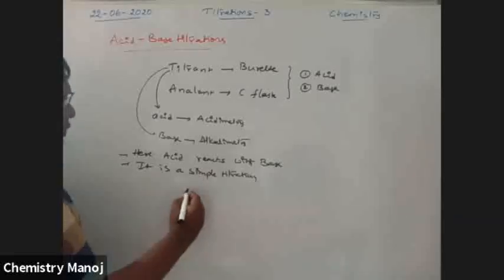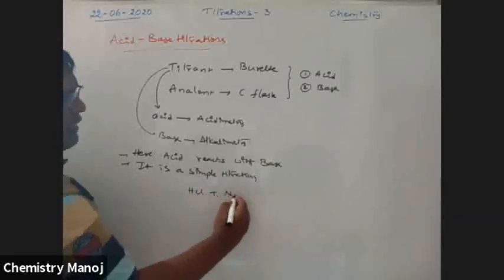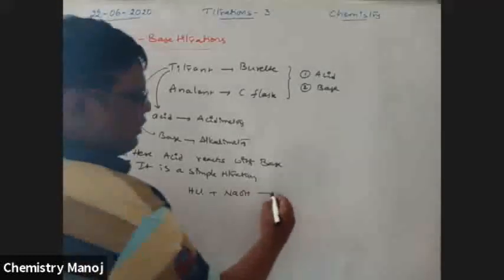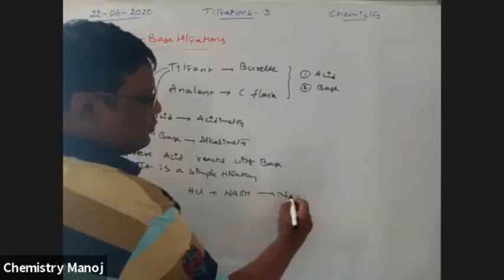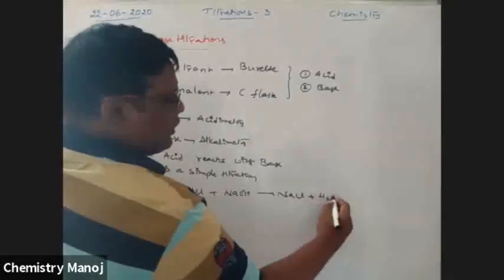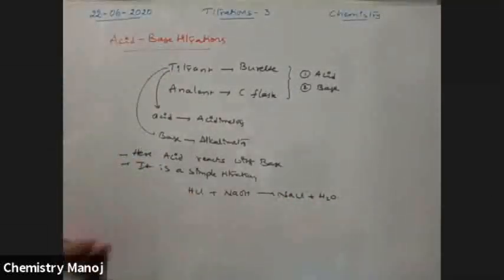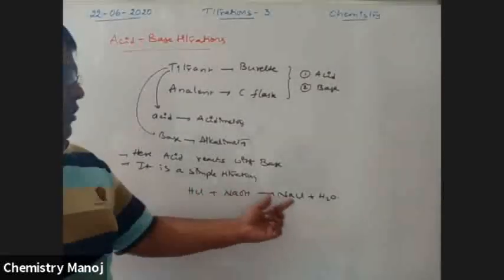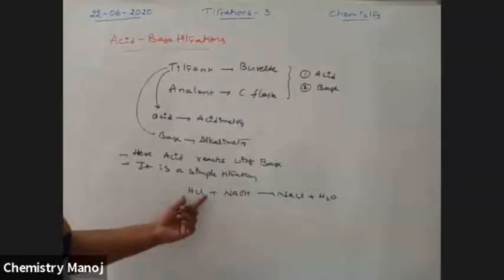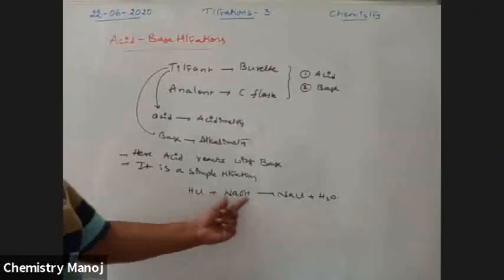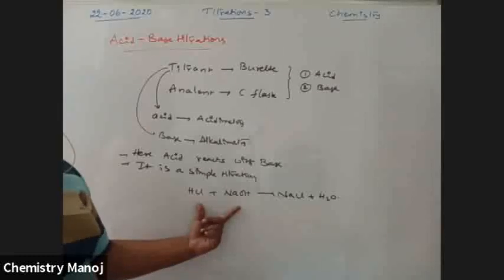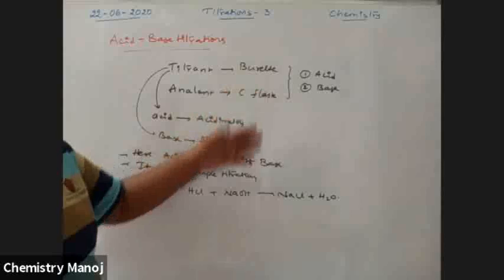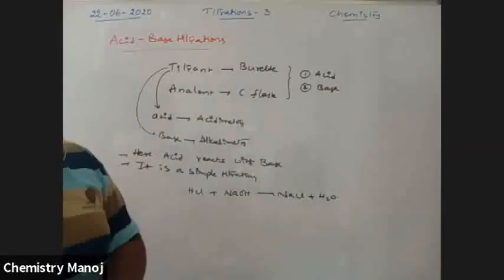Let us take an example: HCl reacts with NaOH, that gives NaCl plus H2O. That means a fixed quantity of HCl reacts with NaOH to give NaCl plus H2O. One is HCl and one is NaOH, one is acid and one is base. So we are going to take one liquid as HCl solution and another as NaOH solution, and carry out the titration.